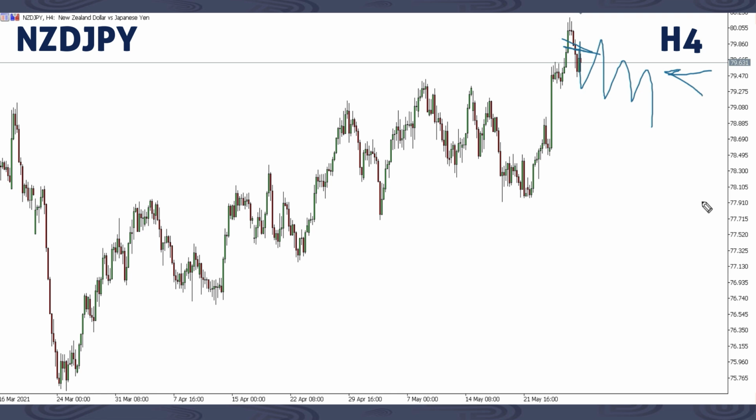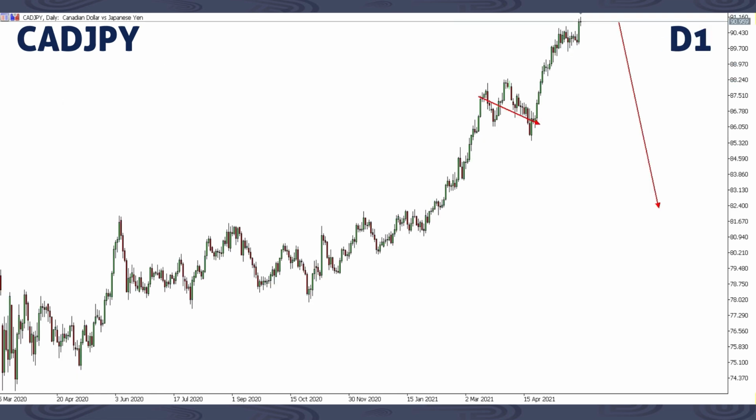Let's move on to the next pair. On this structure, we have CAD JPY. Remember, some time back, we shared this corrective structure. We said we're expecting this correction, then we're going to get an up move here like this.